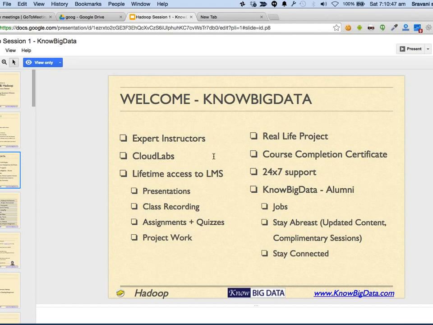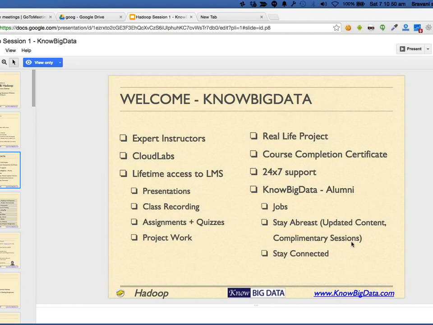We have instructors who are industry experts. You will soon find out for yourself how true that is during the session. As part of the course, we provide access to Cloud Labs, which is a cluster that you can use to play around with whatever you learn during your classes. This feature is unique to Know Big Data and gives you a real world feel. Course takers are also given lifetime access to our learning management system, which will include all the presentations, recordings, assignments, and project work. At the end of the course, you will get a real-life project to complete, and you will receive a social media compatible certificate at the end of the project. You will have 24/7 online support. You will also be part of our alumni group, which will keep you posted of new job opportunities and help you stay updated and connected.